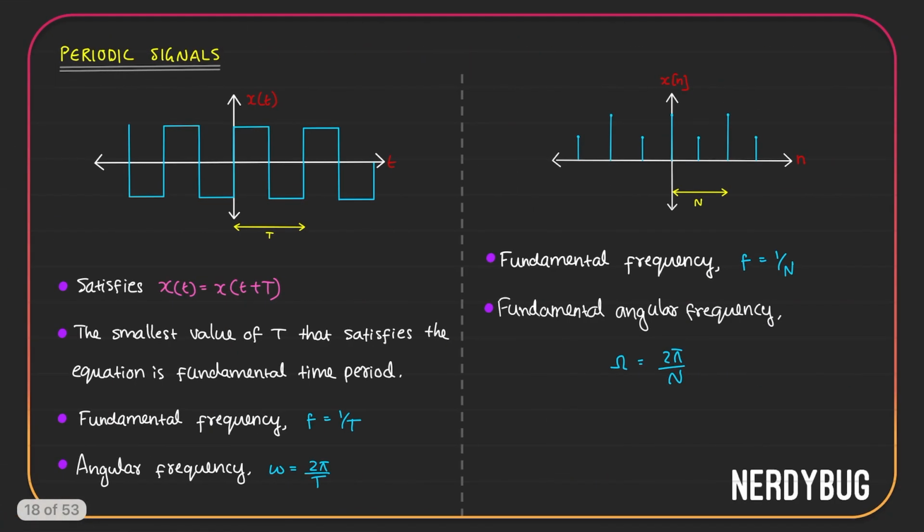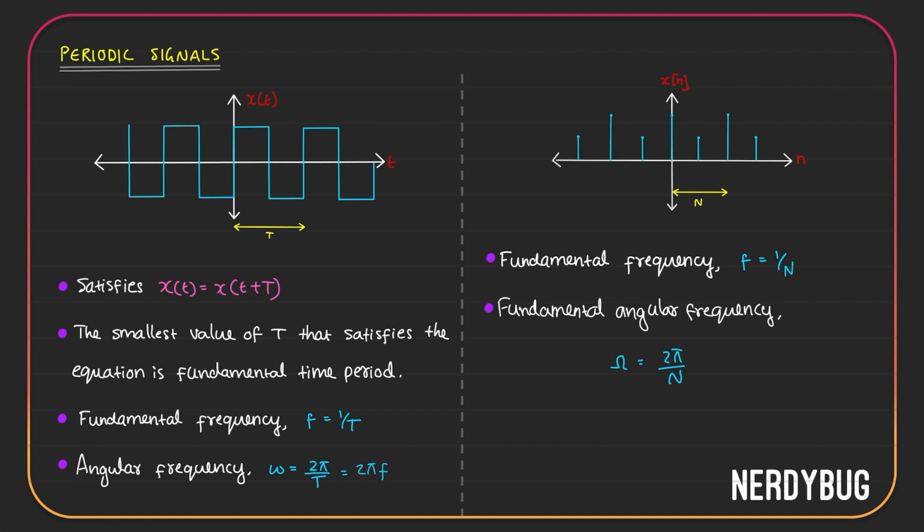Now let's move on to periodic signals and non-periodic signals. Periodic signals are the signals that satisfy the relation x of t is equal to x of t plus T, which basically means after a time period T, the signal repeats. So the smallest value of T that satisfies the equation, that is the smallest time interval after which the signal starts repeating, is called the fundamental time period. If you want the fundamental frequency, you can take the reciprocal of the time period and you will get that. If you want angular frequency, you just write 2 pi by the time period, or you can also write 2 pi multiplied by the frequency.